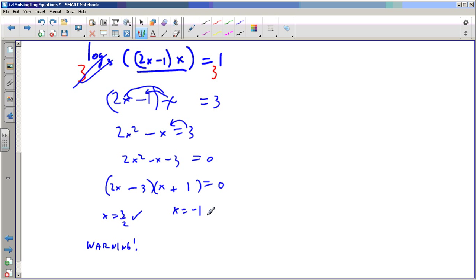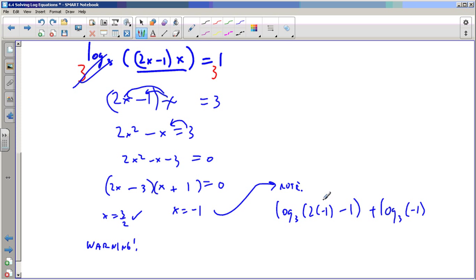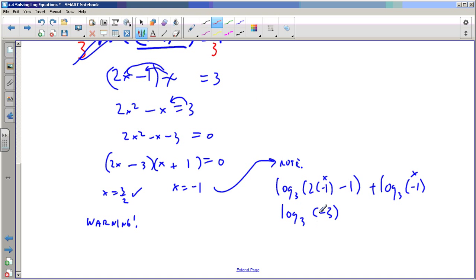But when I substitute this back, note, 2 times minus 1, and this is x, right? This is x. An x value of minus 1, I have the log base 3 of minus 3. This is a big uh-oh. Remember, log base 3 is undefined for any values of x that are less than 0. This is undefined.